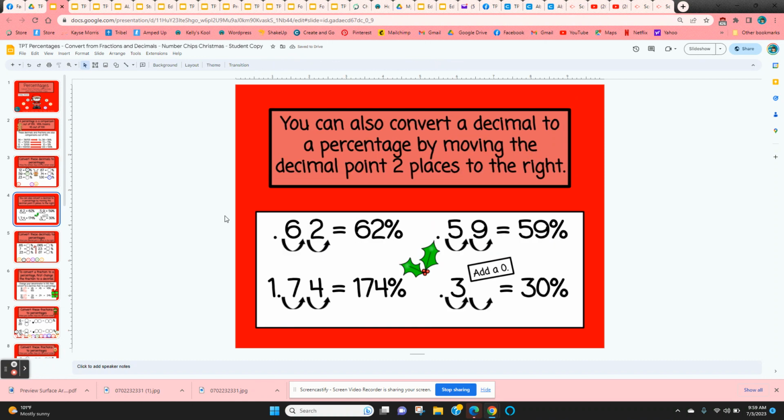Now, another method for converting a decimal to a percentage is to move the decimal point 2 places to the right. So they can see, for example, 62 hundredths would be 62% if they move that decimal point 2 places to the right. On this one, 1 and 74 hundredths would give them 174%. And then if there's no number there, but they still need to move that decimal point 2 places to the right, they have to add a 0. So that would make that 30%, not 3%.